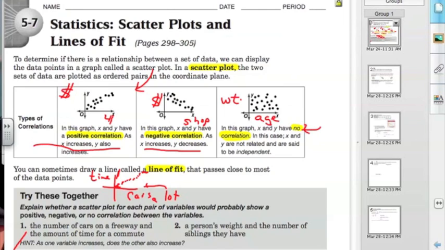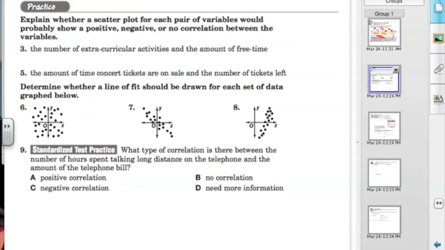All right, number 2. A person's weight versus the number of siblings they have. Siblings means brothers or sisters. Obviously, that's one of these scenarios. There's no relationship between them at all. Example number 2, page number 2. Explain whether a scatter plot for each pair of variables would probably show a positive, negative, or no correlation.